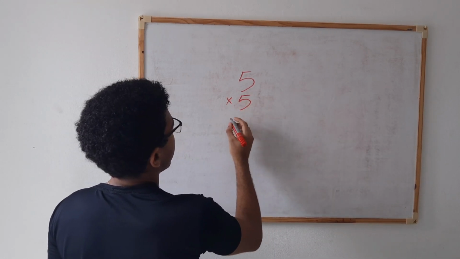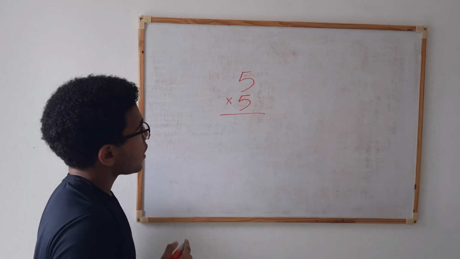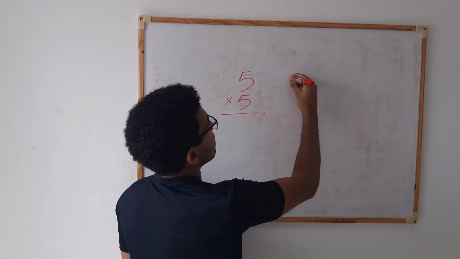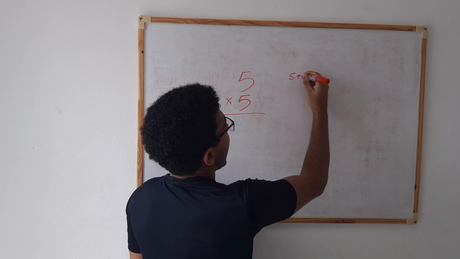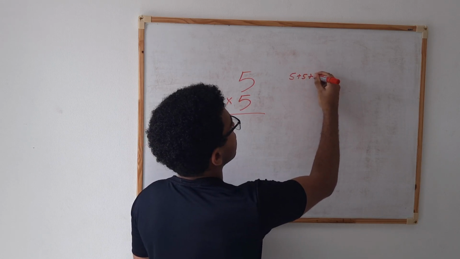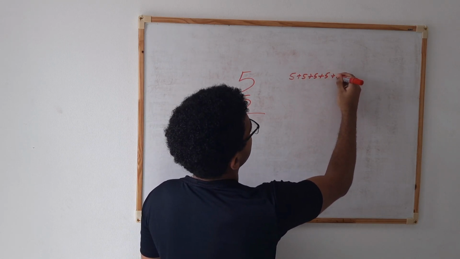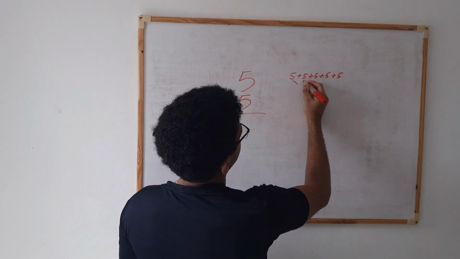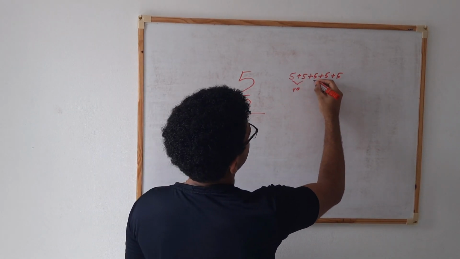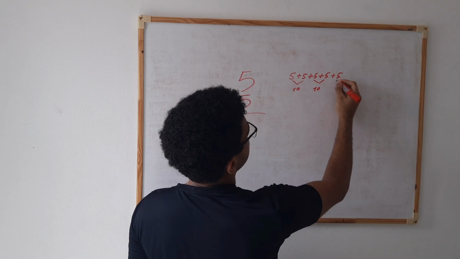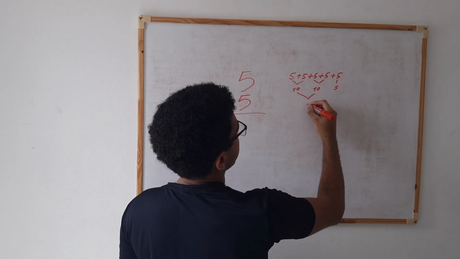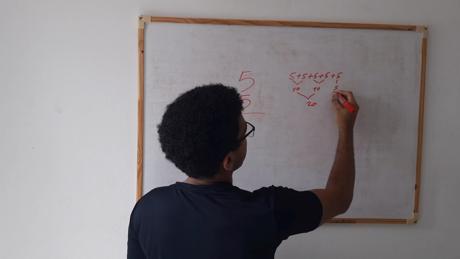We have 5 times 5. What I'm saying here is that I have the number 5 added to itself 5 times. Okay? Yeah, 5. And if I have 5 with 5, I have 10. Here's 10. And here says 5. I have 10 with 10, which is equal to 20.